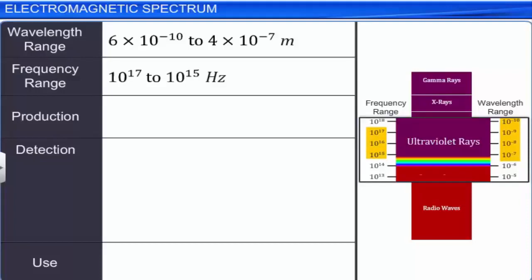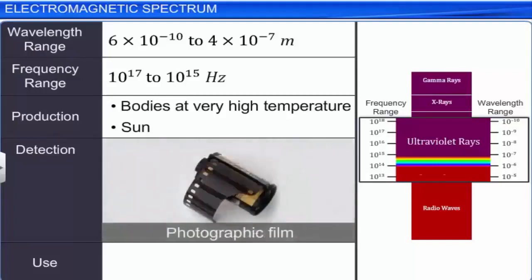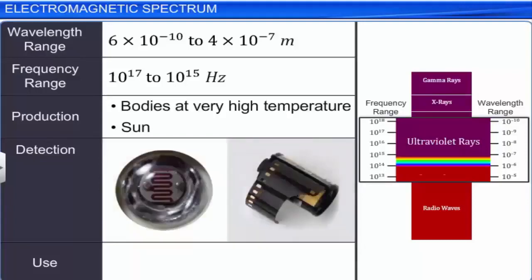Ultraviolet rays are produced by bodies at very high temperatures, in which the inner shell electrons move from one orbit to another orbit. The Sun is also an important source of ultraviolet rays. They can be detected by photocells and photographic films. Since ultraviolet radiation can be focused into narrow beams with very high precision, it is used in eye surgery. Ultraviolet radiation is also used to kill germs in water purifiers.